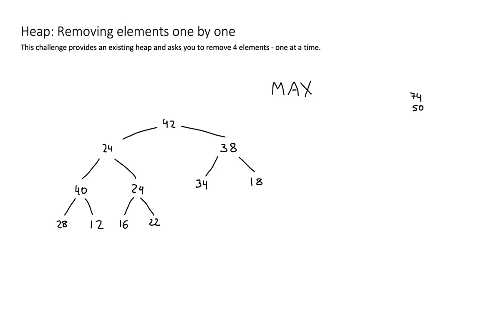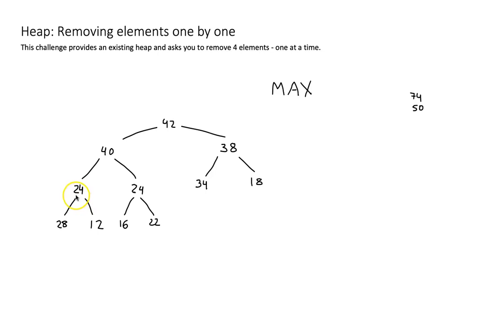No, we're not. So 24 keeps sinking, and 40 goes up. Now notice we have 24 twice. That's perfectly okay. Heaps do allow duplicates. But am I done sinking?